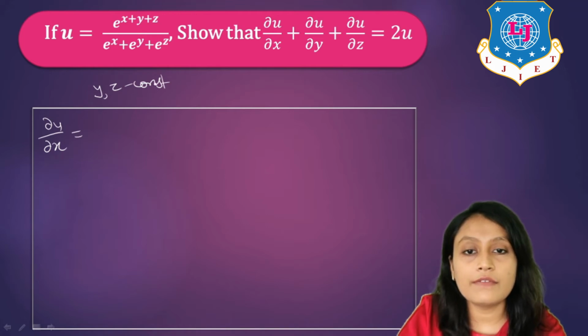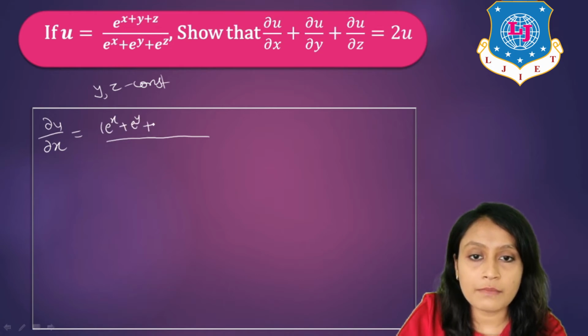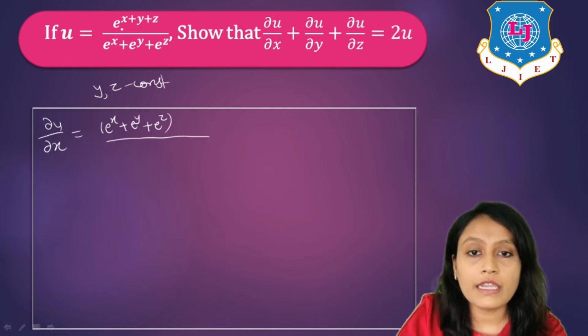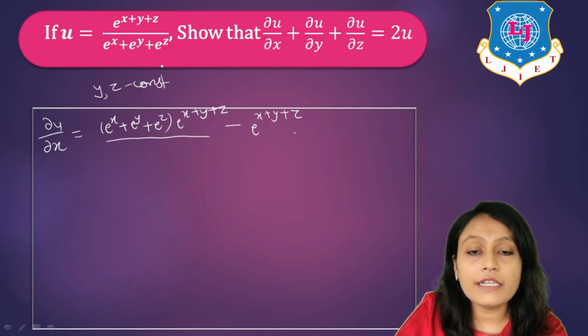Okay, so for that we will apply the division rule, right? So the denominator as it is, means e raised to x plus e raised to y plus e raised to z as it is. Derivative of numerator will give you e raised to x plus y plus z, and again the derivative of x plus y plus z will give you 1, because the derivative of x is 1 and y and z are constants, so their derivative is 0, right? Minus, now the numerator as it is, means e raised to x plus y plus z as it is, and the derivative of the denominator is just e raised to x.